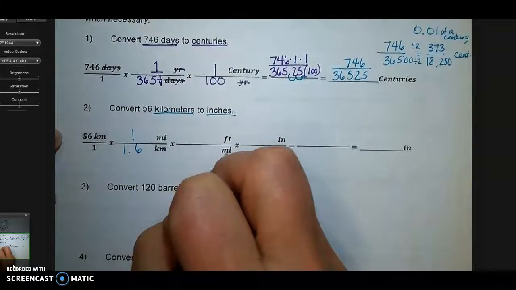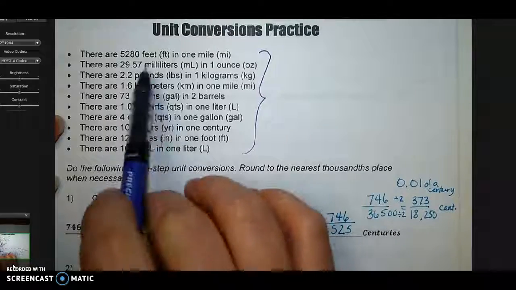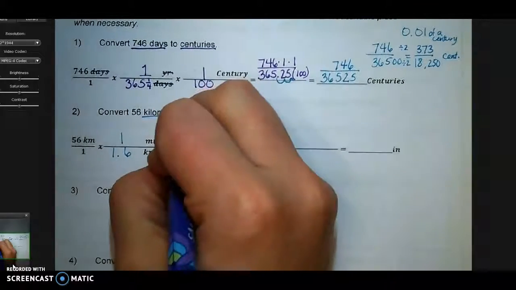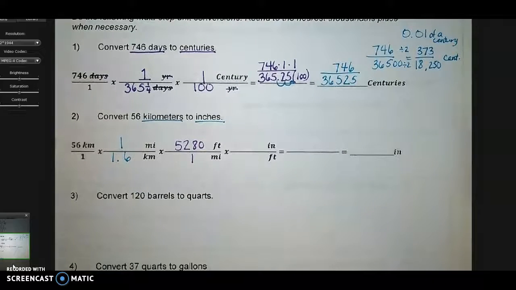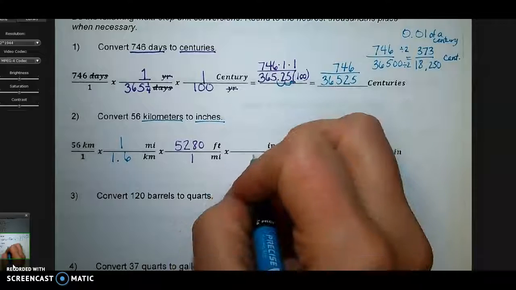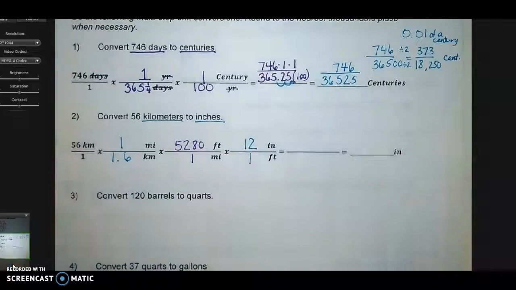Then I can think about how many feet are in a mile, because I look up here again, I still don't have inches in a mile, but I have feet in a mile. So 5,280 feet in 1 mile. Then I can think, oh, in 1 foot, there are 12 inches. Now I'm to my inches.